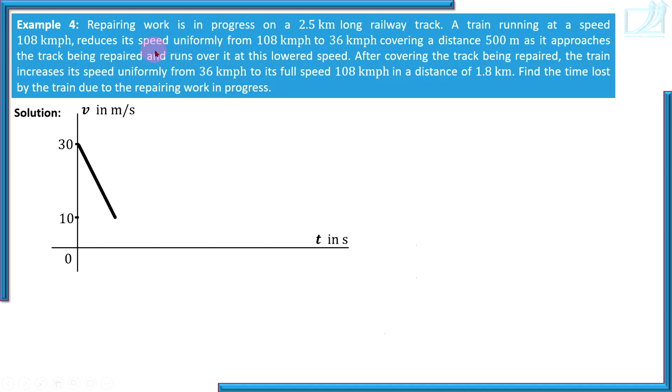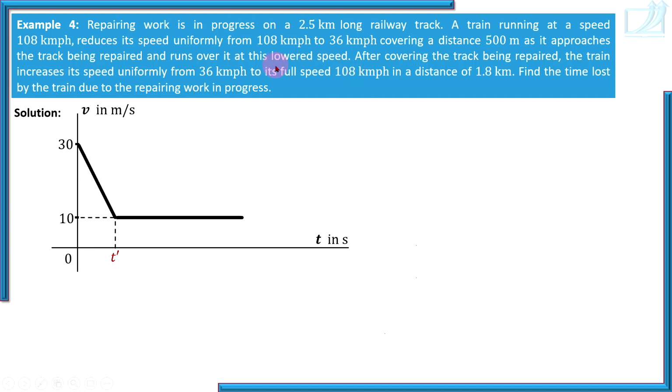So the train reduces its speed uniformly to 10 meters per second. That is why this inclined line is there. Up to what time this reduction in speed continues, we don't know. The area under this VT diagram is given. How much distance does it cover? 500 meters is the distance it covers in this decelerated motion.